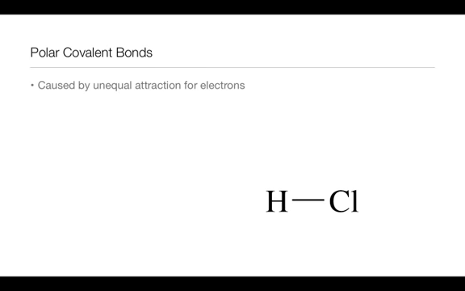Polar covalent bonds are going to be caused by an unequal attraction for the electrons. That means that one of the atoms is going to have a higher electronegativity than the other atom. So any difference in electronegativity is going to cause some polarity to occur within the bond.